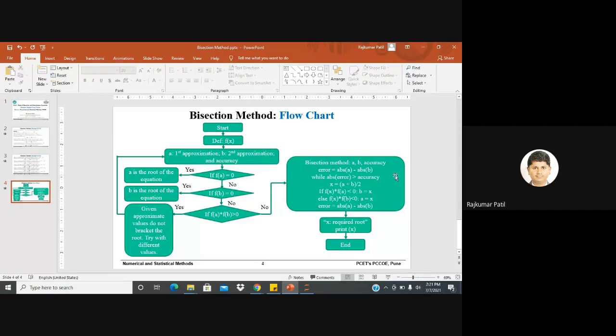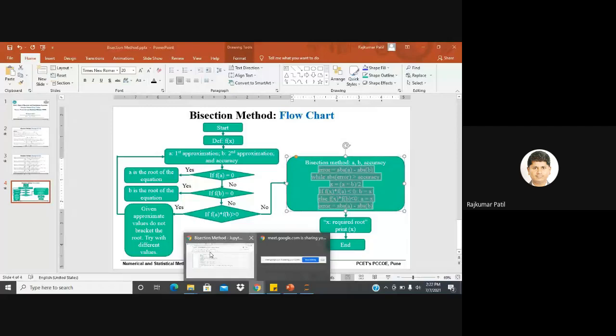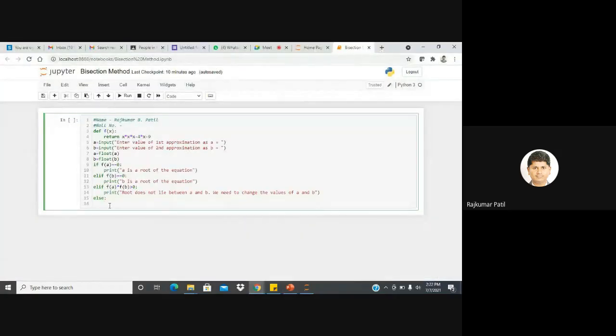We will write the code for executing the bisection loop. There are two ways. Whatever code we wrote here, the same code we can write below this particular statement, or you can define another function where the loop of the bisection method will execute. Slowly we will go to that part.